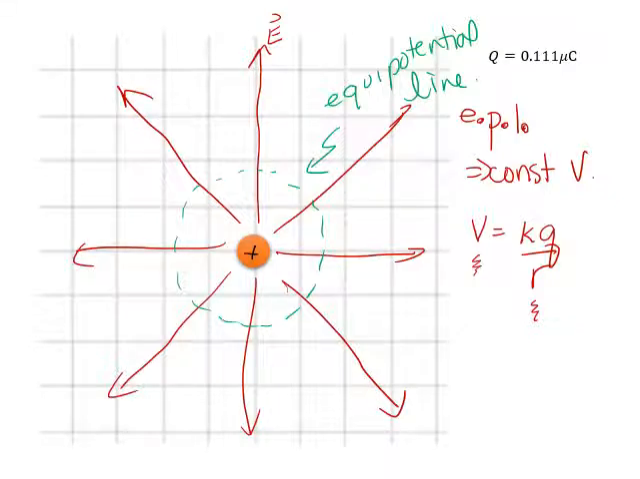Okay, let's try and do something more specific with a few numbers. So I'm saying that my charge is equal to 0.11 microcoulombs. I'm going to say that the scale of my graph paper here is every line is 1 meter. Let's draw a few equipotential lines as we go through, and then we'll also make some conclusions about equipotential lines and how they relate to electric fields.